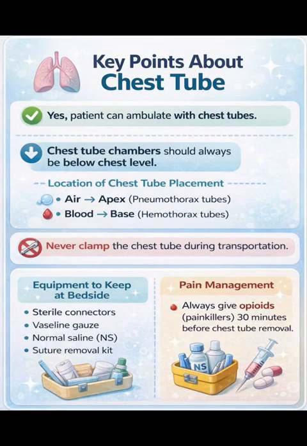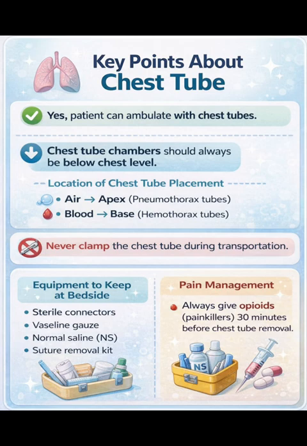Key points about chest tube. Yes, the patient can ambulate with chest tubes. Chest tube chambers should always be below chest level. The locations of chest tube placement are apex and base. If it is a pneumothorax tube, it is placed at the apex, and if it is a hemothorax tube, it is placed at the base of the lungs. Never clamp the chest tubes during transportation.